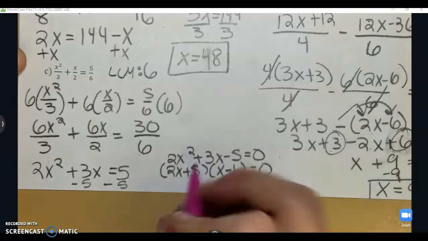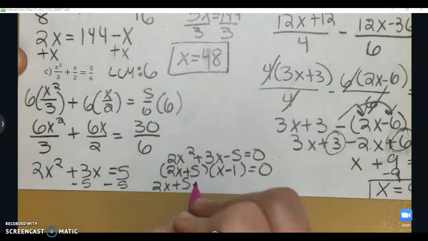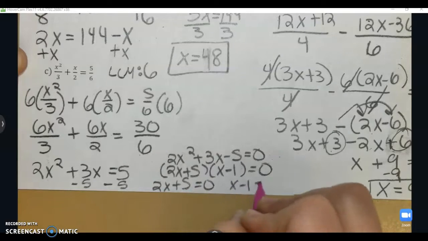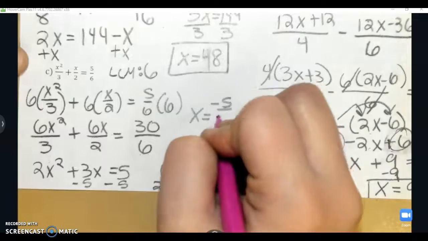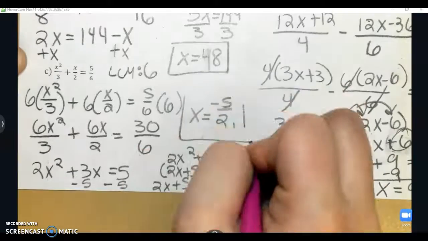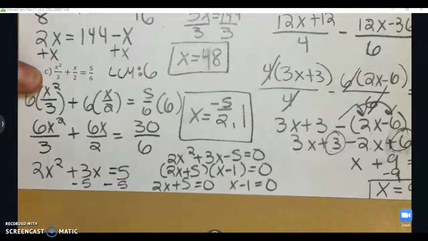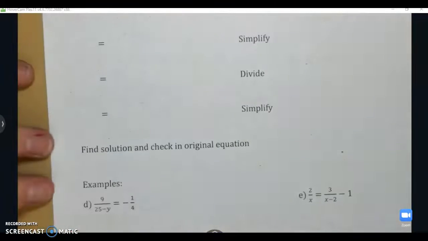So setting each of those parentheses equal to 0, we are going to get two solutions. We're going to get negative 5 over 2 and 1. And if we plugged both of those into our original equation, they would check out as valid solutions. Okay, on to the back.